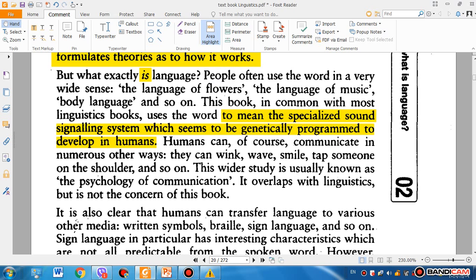Humans can, of course, communicate in numerous other ways. So it says to mean the specialized sound signaling system. So language is a system made of specialized sounds, which seems to be genetically programmed to develop in humans, just like any program in your laptop. For example, when you buy a new laptop, a new personal computer, nothing is put. For example, Kurdish fonts are not put if it is a new laptop. But the Windows or Macintosh is ready to take this program, for example, Microsoft Office.